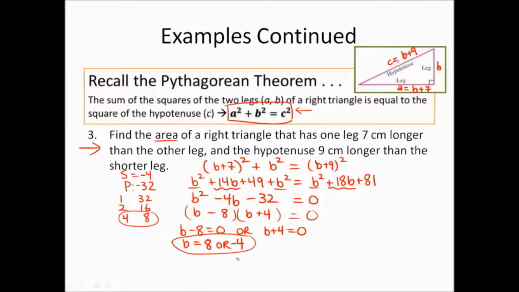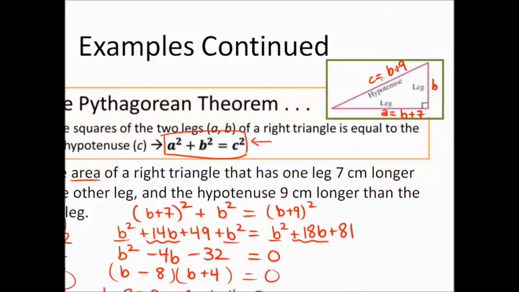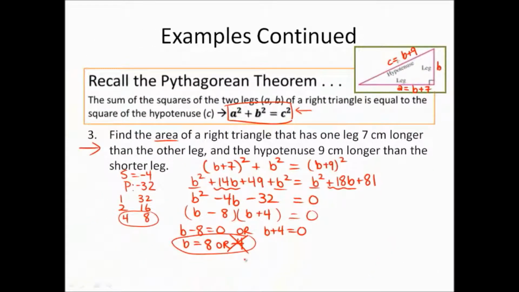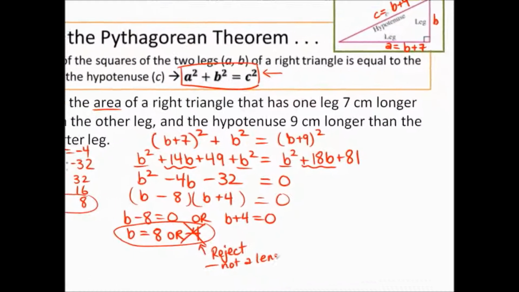Can it be 8 and can it be negative 4? It could potentially be 8. That would give us 8 and 15 and 17. But negative 4 wouldn't work because negative 4 is not a length. So you reject the negative 4 because it's not a length.